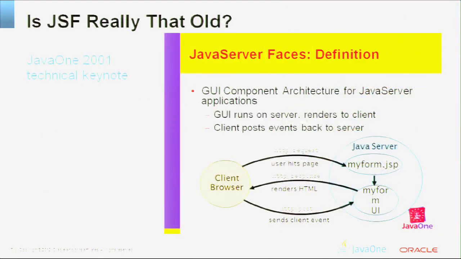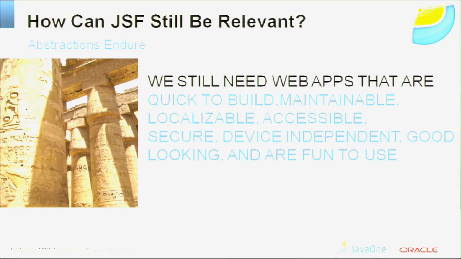So is JSF really that old? Yes, it is. This is a slide from the Java 1 2001 technical keynote where we introduced JSF. How can JSF still be relevant? Well, abstractions endure, and JSF really is, at the heart, just an abstraction. So we still need to build web apps that are quick to build, maintainable, localizable, accessible, secure, device independent, good looking, and hopefully if you build them right, are fun to use.